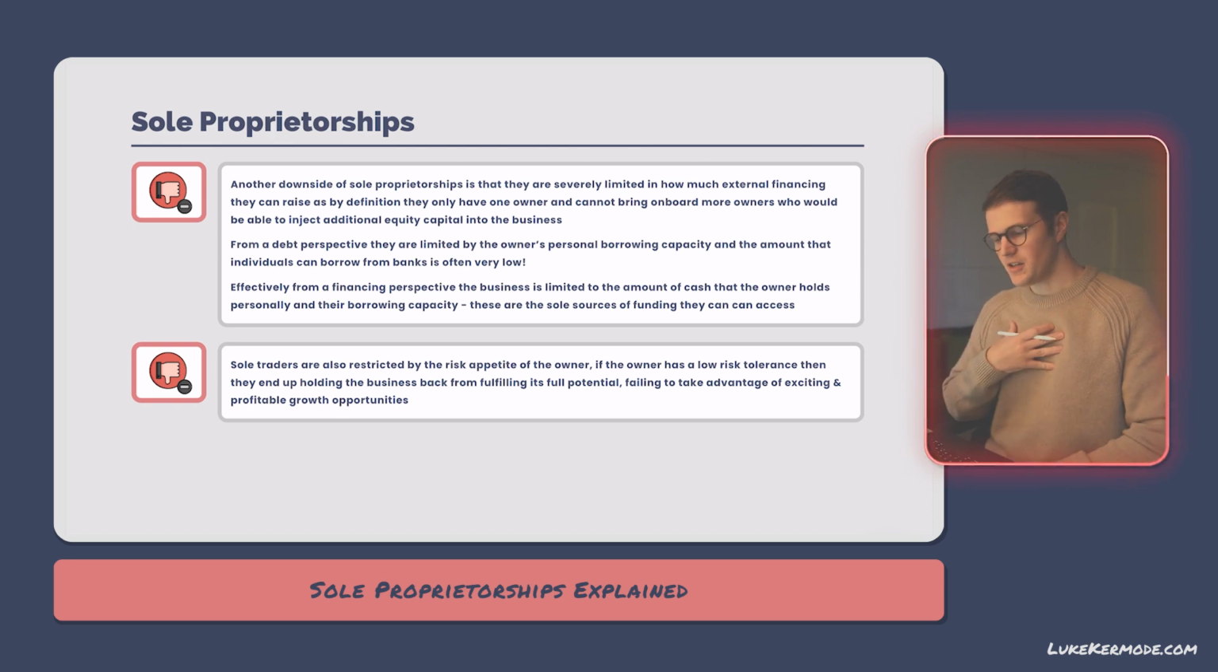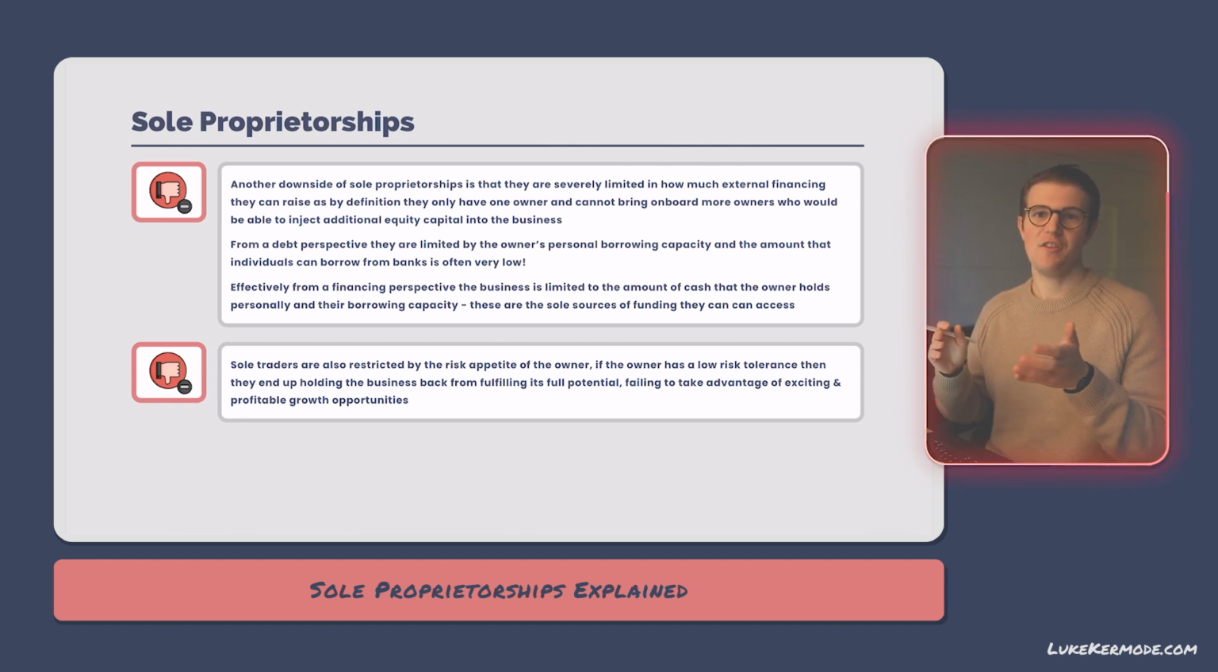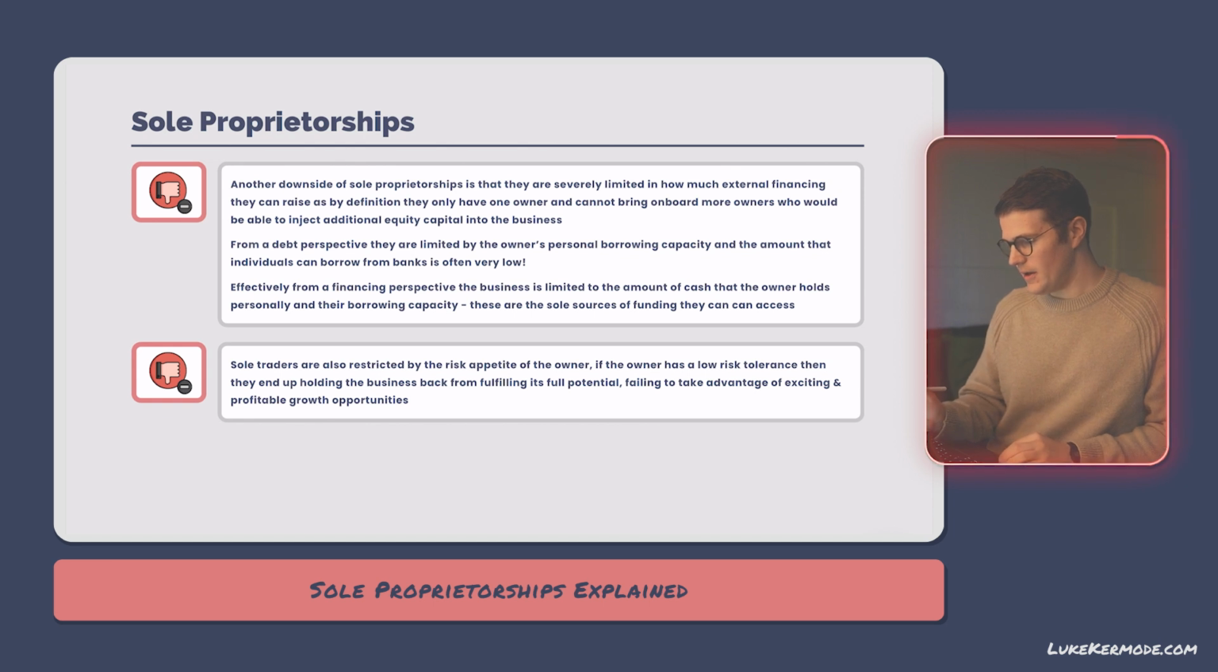Okay, more downsides. Sole proprietorships are severely limited in how much external financing they can raise. By definition, they have one owner. They cannot bring on board more owners, so you can't add additional partners. Obviously, that would become a partnership. So they can't bring on board any more owners to inject equity capital into the business, so there are no additional sources of equity capital.